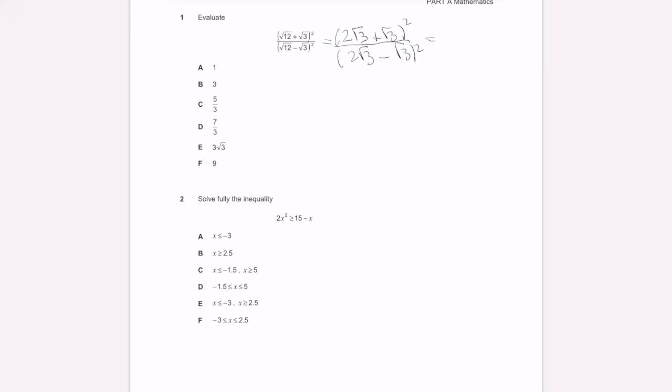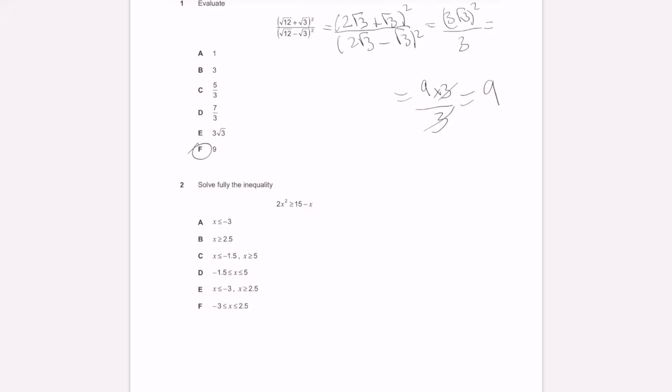Okay, well, 2 root 3 plus root 3 is just going to give me 3 root 3. All of this is squared. Divide that by root 3 squared, which is just 3. This is, of course, just going to be 9 multiplied by 3 divided by 3, giving us just 9. Correct answer is F.